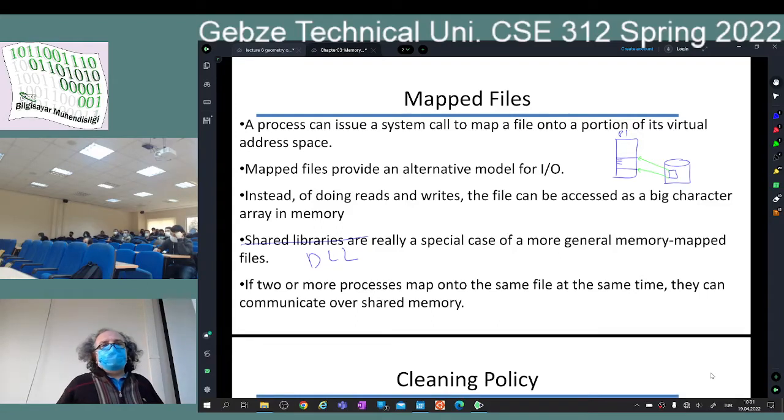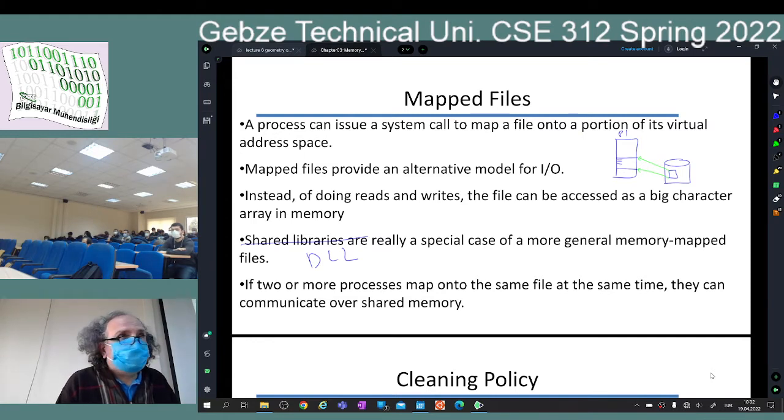Okay, yesterday I think we stopped at this point. We said that we can map actually some part of our virtual address space to the disk, which is called mapped files.